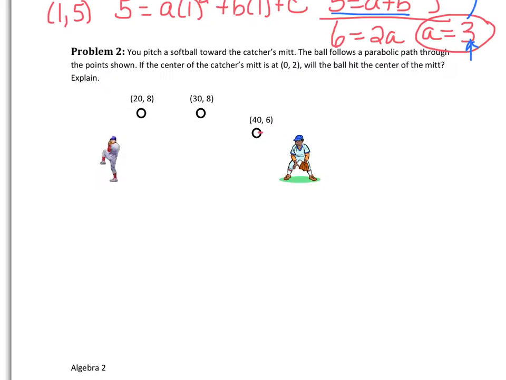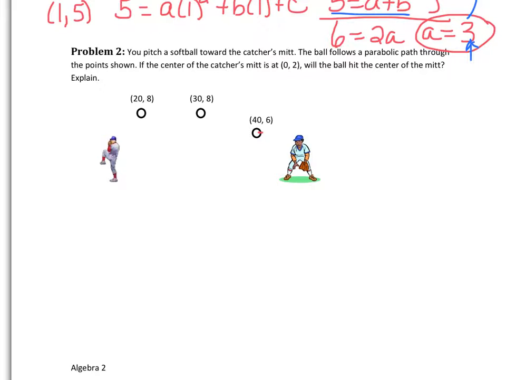So that's the first problem. Okay, so for problem number 2, it says you pitch a softball toward the catcher's mitt. The ball follows a parabolic path through the points shown. If the center of the catcher's mitt is (0, 2), will the ball hit at the center of the mitt?